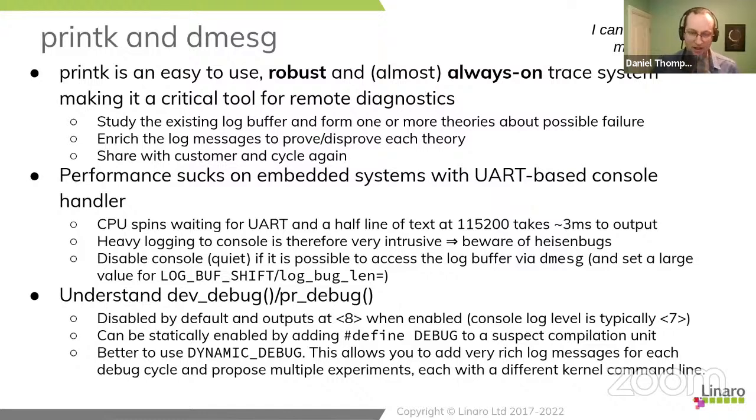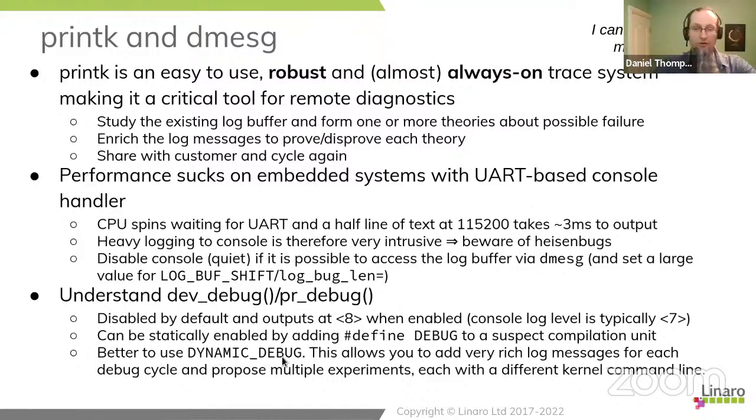There are two ways to make them active. One of them is to hash define debug in the compilation unit you're using, and that will cause those dev debugs and PR debugs to convert into normal print calls that output at kern debug log level. A better technique might be to use something like dynamic debug, which enables all the debug. So if you enable dynamic debug, all the debug messages get turned on, but they are suppressed by default, and they're using a relatively efficient switch so that the cost is low.